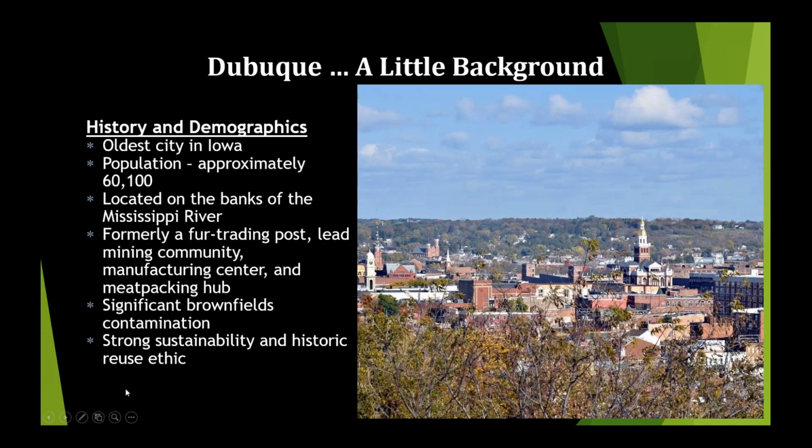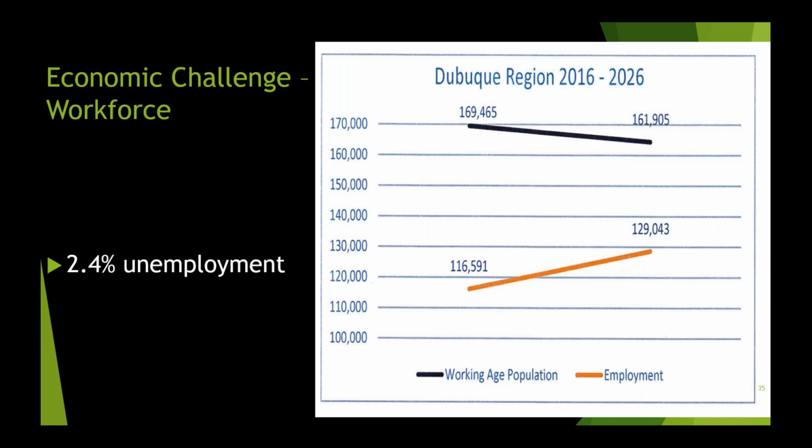Just a little brief history about Dubuque itself. It's the oldest city in Iowa, approximately 60,000 people, just over. Located, of course, on the Mississippi River. So formerly a fur trading post, a lot of lead mining, manufacturing centers, meat packing hub, and we have significant brownfield contamination specifically along the river.